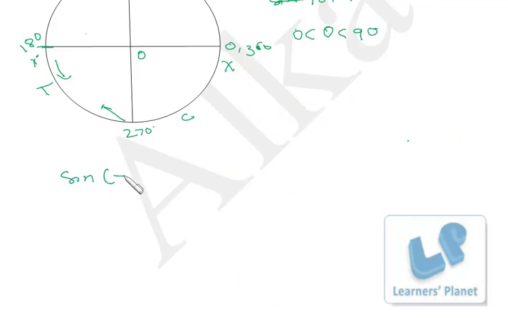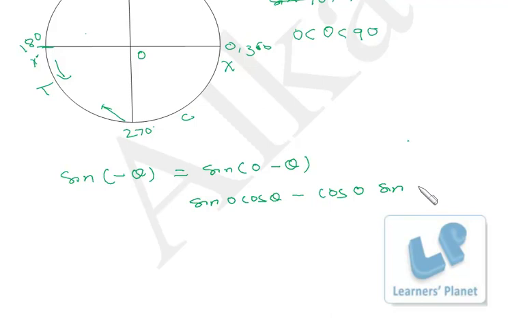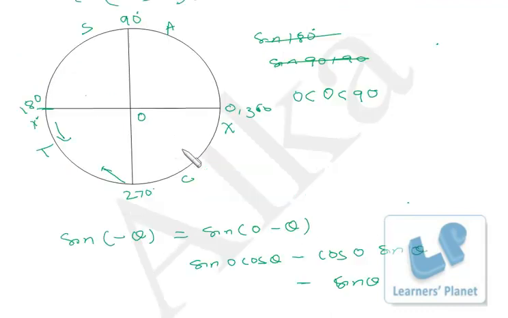That is sin(-θ). Now sin(-θ) is precisely sin(0 - θ), right? So sin(A - B) is sin A cos B minus cos A sin B, right? Sin 0 is 0, so this entire thing is 0. Cos 0 is 1, so it is -sin θ. So sin(-θ) is -sin θ.